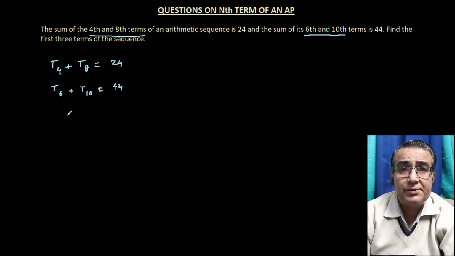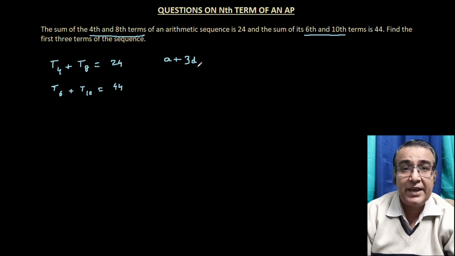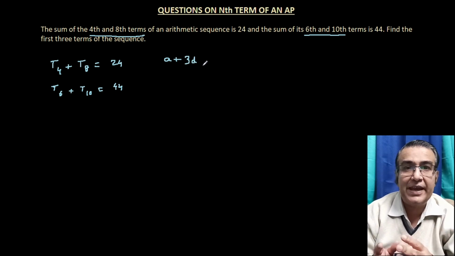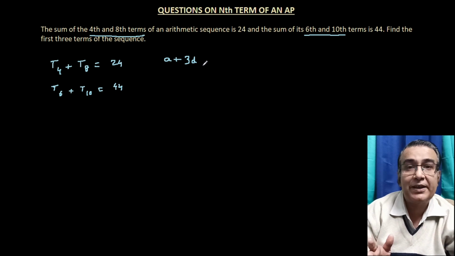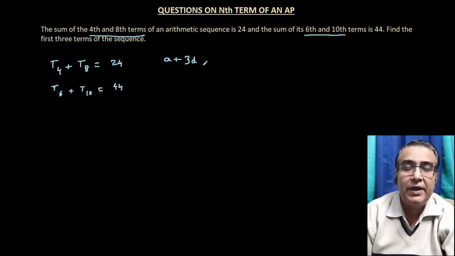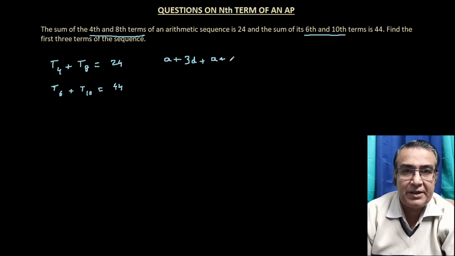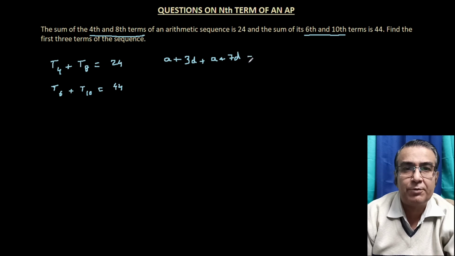Now looking at the first equation, we can say that T4 can be written as A plus 3D, because it is A plus n minus 1 times D. So n in this case is 4. So A plus 4 minus 1, which is 3. So A plus 3D can be written as the 4th term, and the same way the 8th term can be written as A plus 7D, and the sum of those two should be equal to 24.